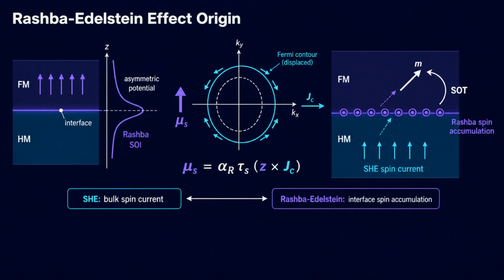The Rashba-Edelstein effect provides additional spin accumulation at the heavy metal ferromagnet interface. The asymmetric interface potential creates Rashba spin-orbit coupling. When current flows, it shifts the Fermi circle in k-space, creating net spin polarization. Combined with the bulk spin-Hall effect, this interfacial contribution enhances total SOT efficiency.